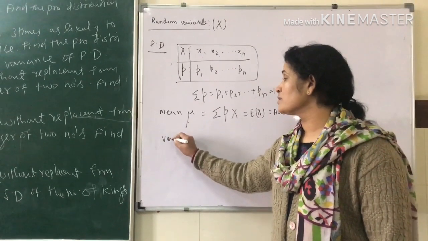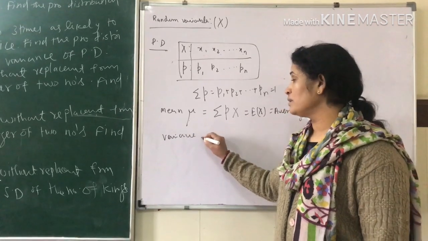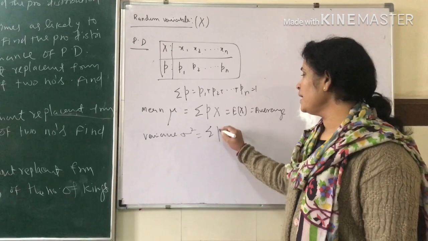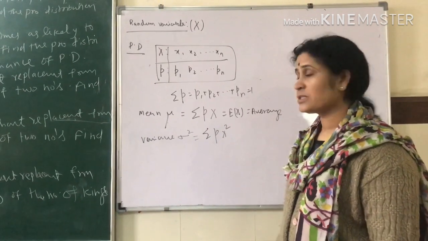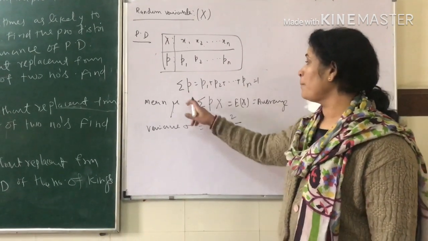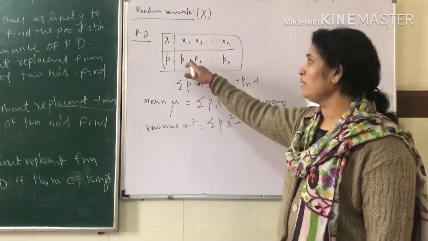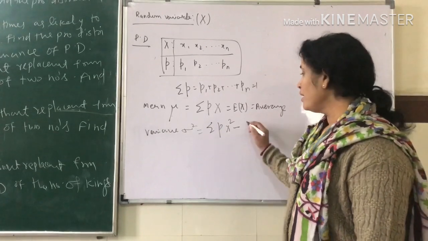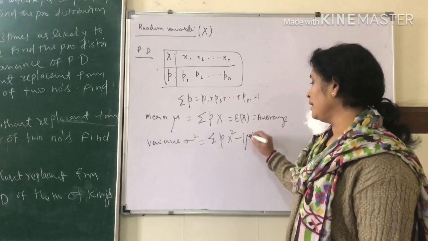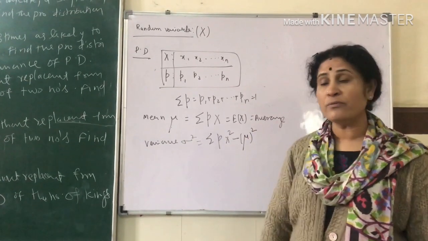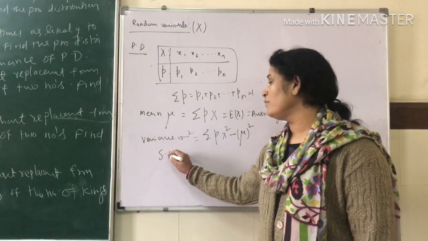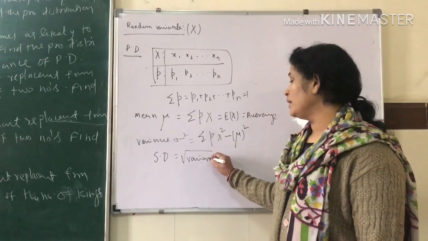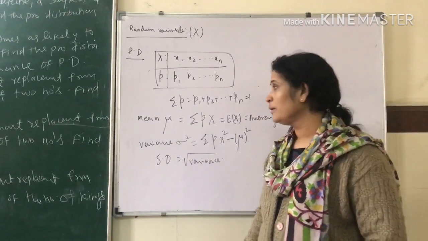Now what is variance? That is denoted by sigma square. That is equal to summation PX square minus mean square. We find P into X, then multiply again by X to get PX square, then add to get the sum, minus mean square. That is called variance. Now what is standard deviation? That is equal to the square root of variance. So this is a simple topic.